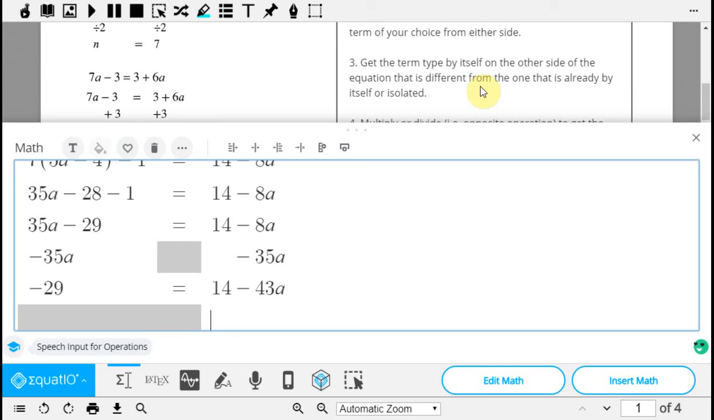Once again, we're down to this step where it says get the term by itself on the other side of the equation that is different from the one that is already by itself, or isolated. Minus 29 is a constant. It's isolated. So on the other side, we want to get the variable term by itself. So we need to get rid of this 14. So I will put a minus 14, which is the opposite operation, on this side, and the same on the other side.